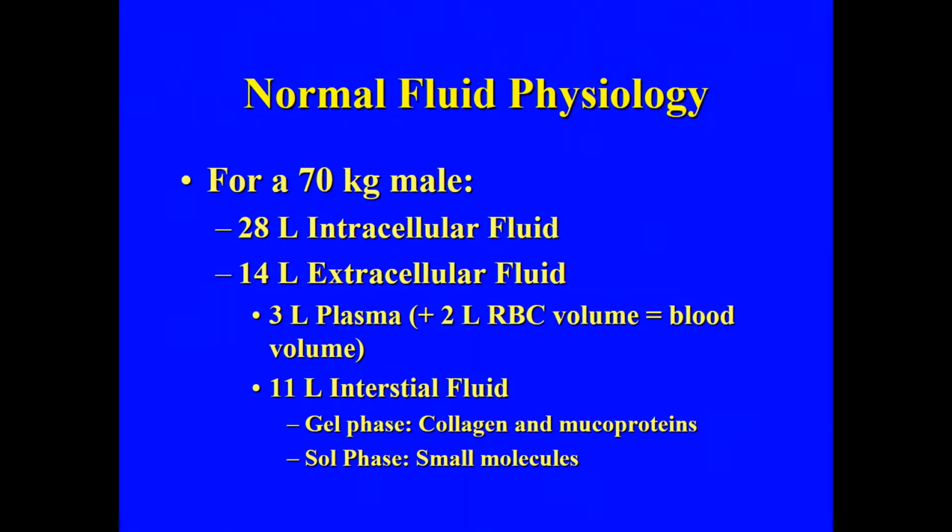In addition to the circulating blood volume, there is an 11-liter interstitial fluid volume, which consists of two phases. The gel phase, which is soluble collagen and mucoproteins, and the sol phase, which is small molecules in a thinner solution.